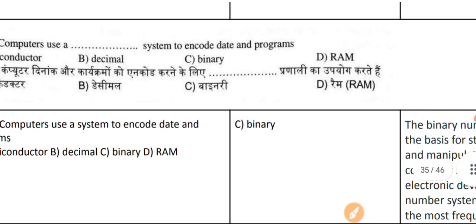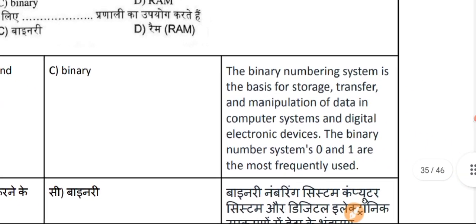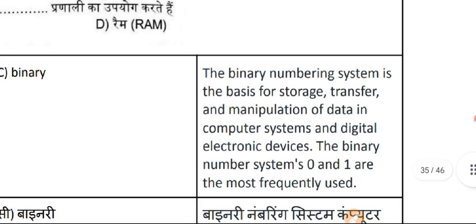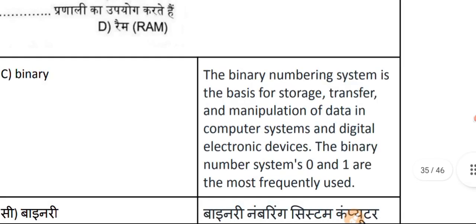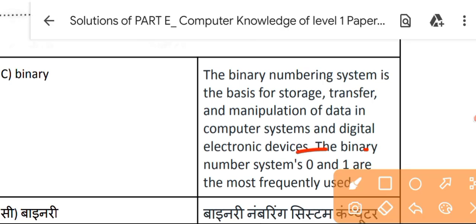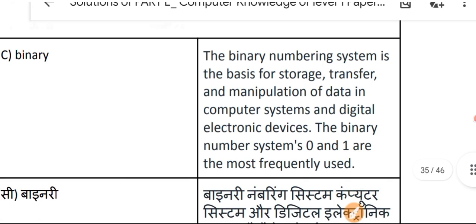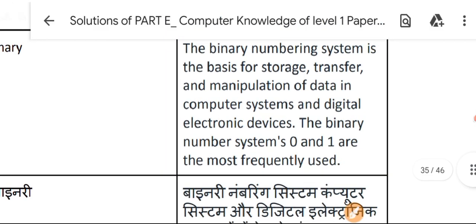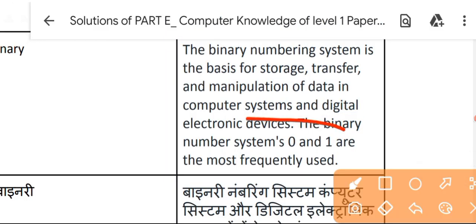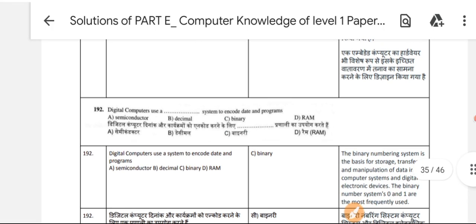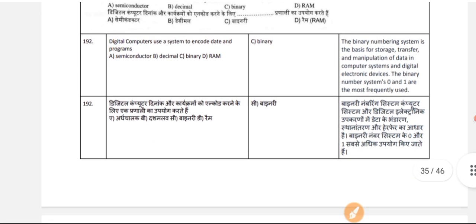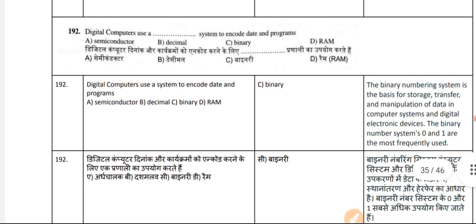Okay, so you should always know what binary is. Binary is the number system, the basis of storage, transmission and manipulation of data in the computer system and electronic devices. The binary numbers 0 and 1 are the most frequently used. So always keep in mind that when someone is using binary, it is the number system of 0 and 1. Okay, so you can refer to many videos, your teacher, on what binary is, and you can also study it in your class.